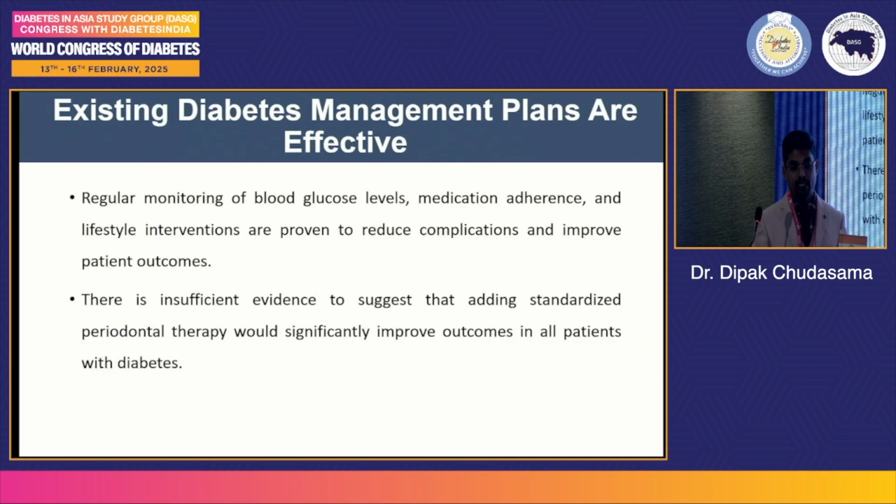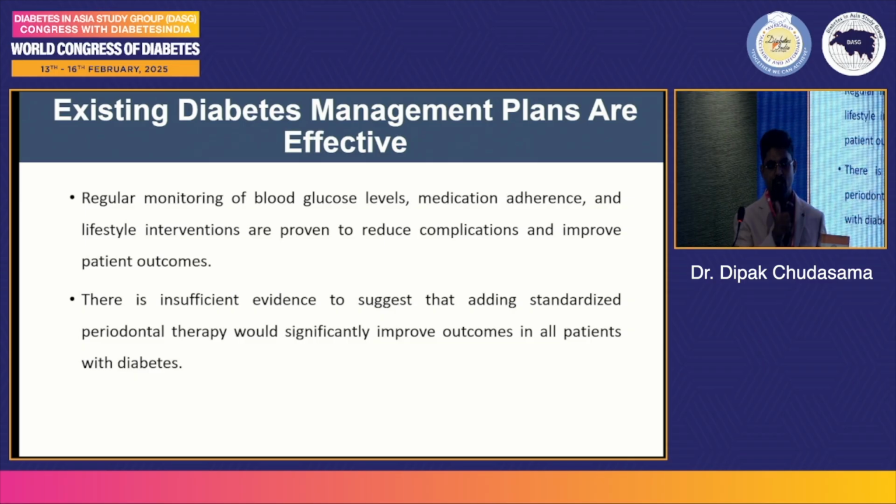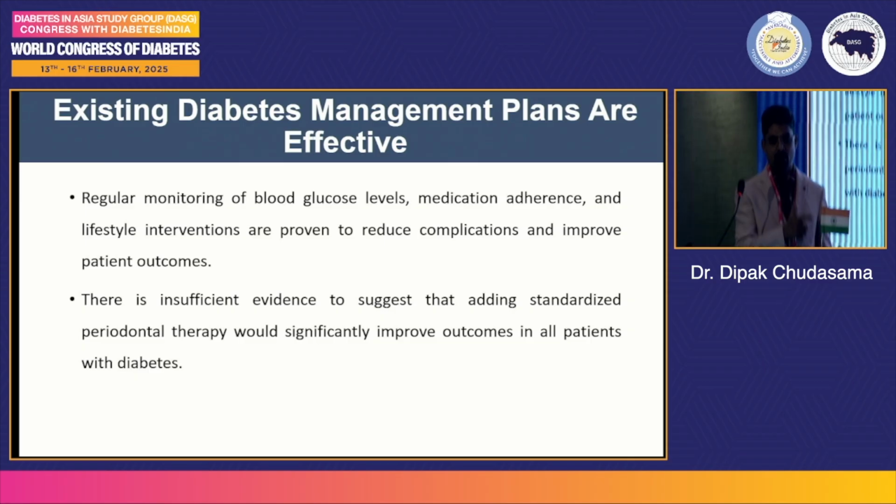So, regular monitoring of blood glucose level, medication adherence, and lifestyle intervention are proven to reduce complications and improve patient outcome. So prioritize your fasting, PPBS, HbA1c, SMBG. Then there is insufficient evidence to suggest that adding a standardized periodontal therapy would significantly improve the outcome in all diabetic patients.